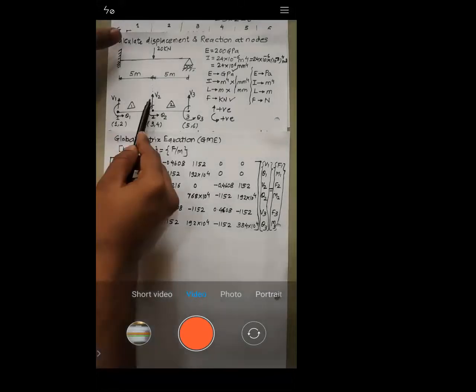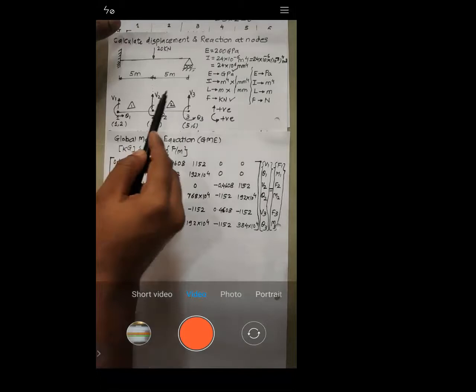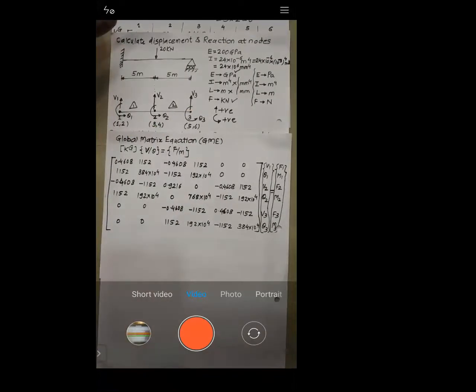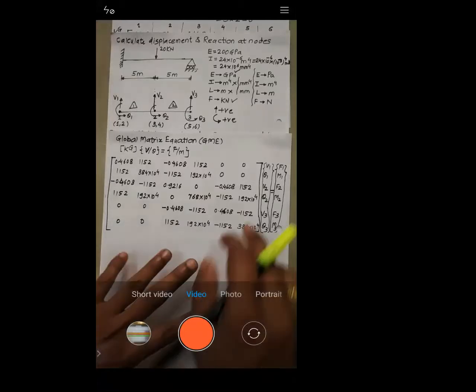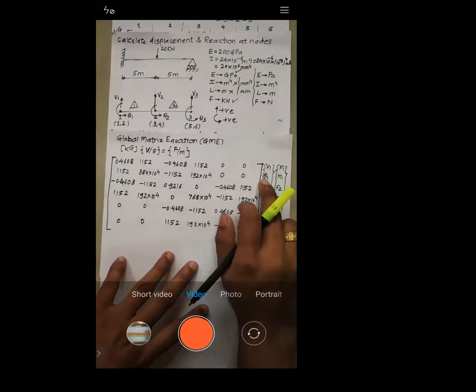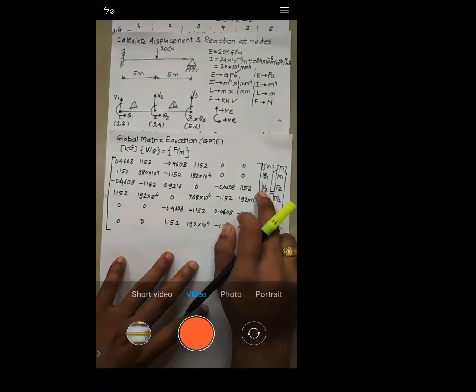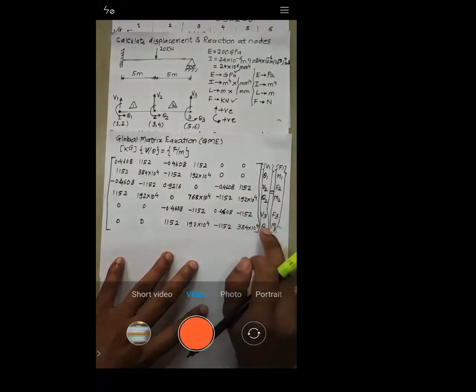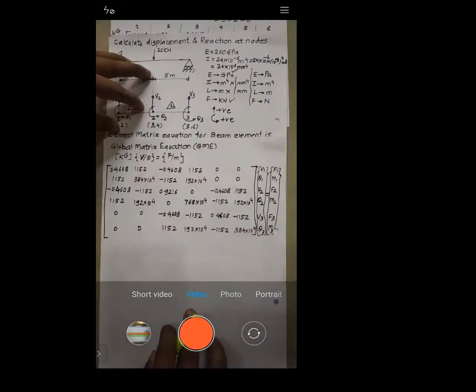See, V1, V2, V3 are the vertical displacements, that means displacement in y direction. Theta 1, theta 2, theta 3 are the angular displacements about z axis. So this V1 will lead to F1. Similarly, theta 1 will lead to M1. V2 will lead to F2. Theta 2 will lead to M2. V3 will lead to F3. Theta 3 will lead to M3. So now tell me how to solve.